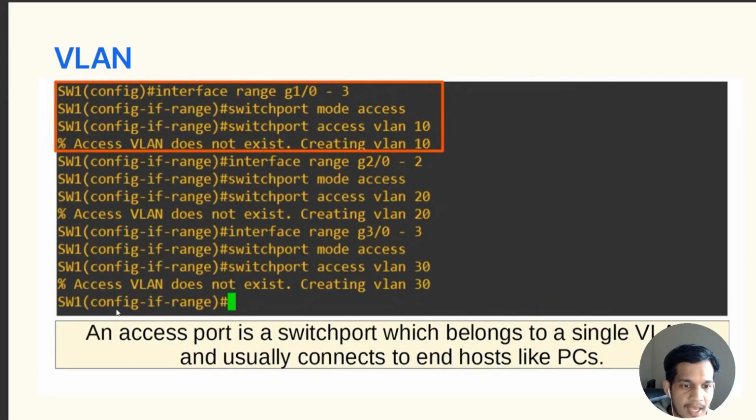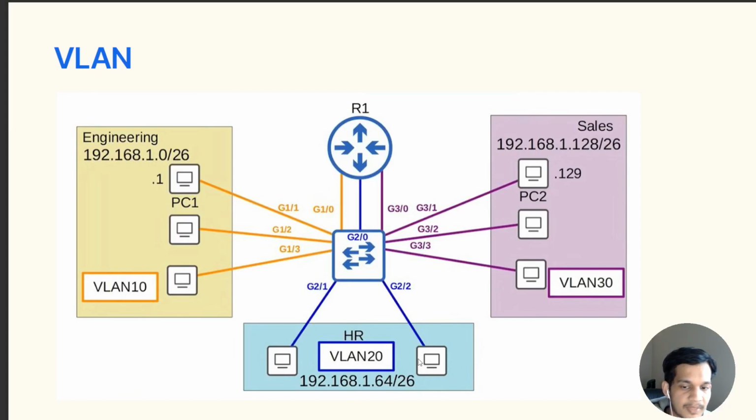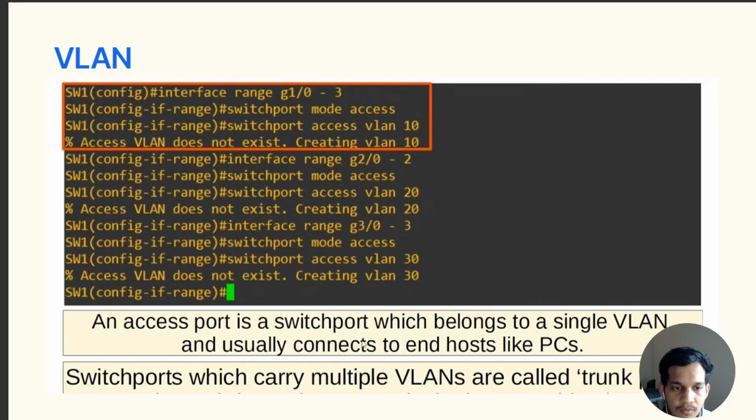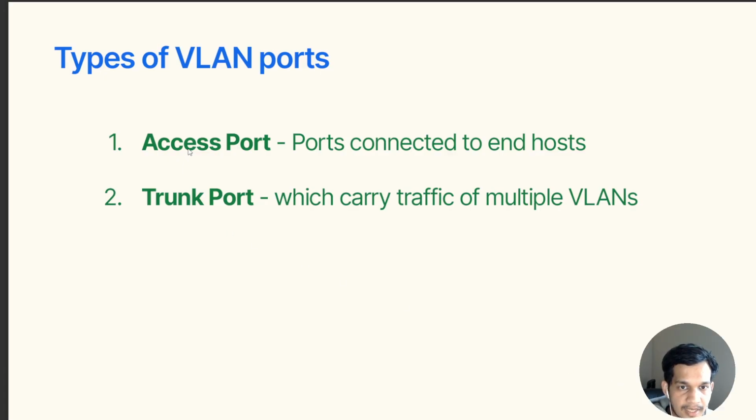So what is an access port? An access port is nothing but a port which belongs to a single VLAN and usually connects to the end host. Remember, the end hosts are nothing but the PCs over here, like PCs, laptops and so on. And then what are trunk ports? A switch port which carries multiple VLANs is called a trunk port. So an access port carries only one VLAN, while trunk ports carry multiple VLANs. Access ports connect to the end host, and a trunk port carries the traffic of multiple VLANs.